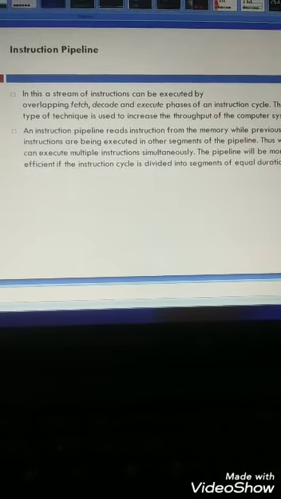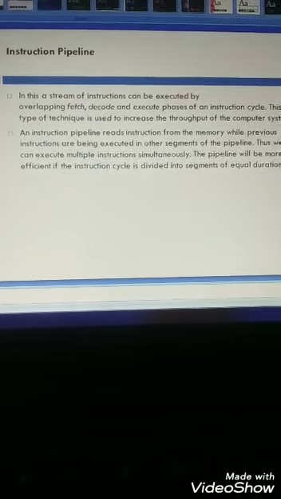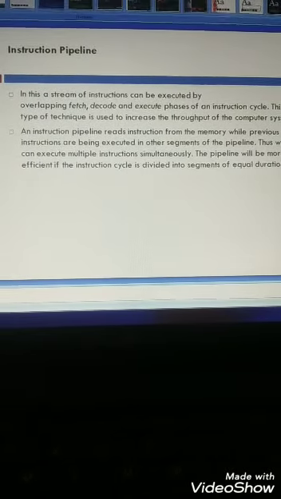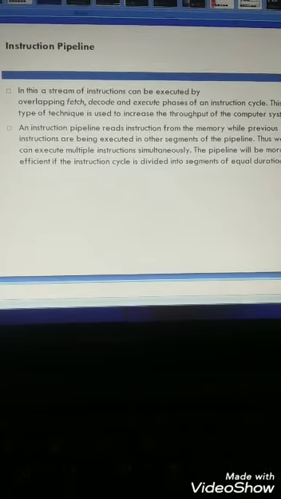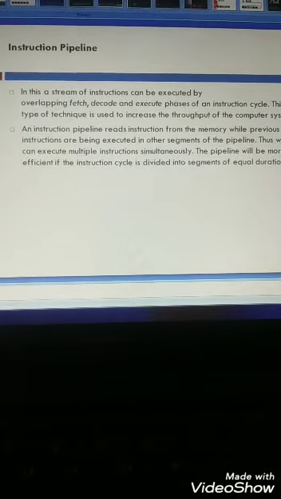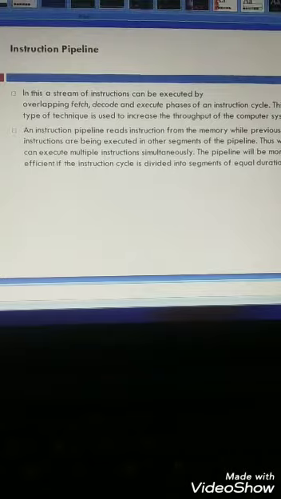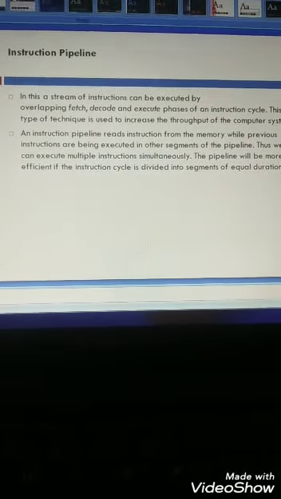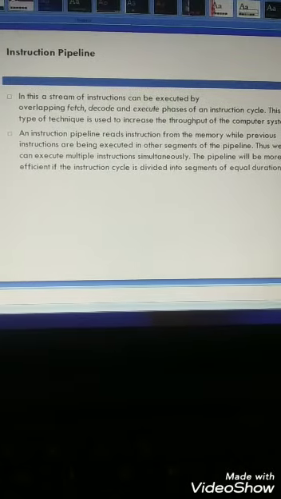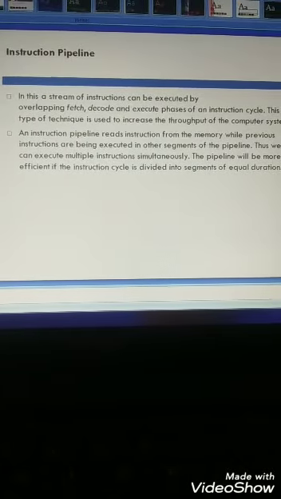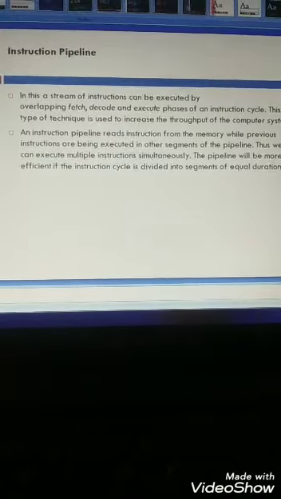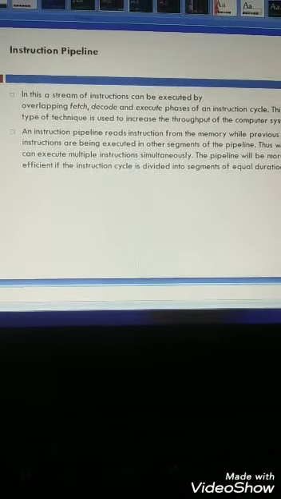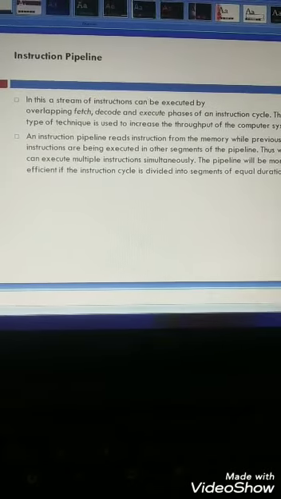The second type of pipelining is instruction pipelining. In this, the instruction can be executed by overlapping the fetch, decode, and execute phases of an instruction cycle. This technique is used to increase the throughput of the computer system. Instruction pipelining reads an instruction from memory while previous instructions are being executed in other segments of the pipeline. Thus, we can execute multiple instructions simultaneously.